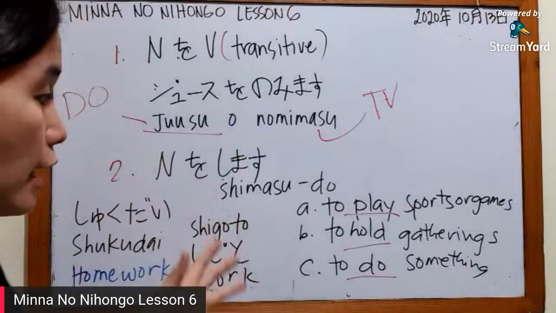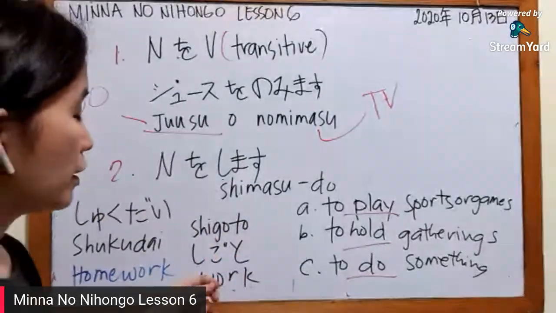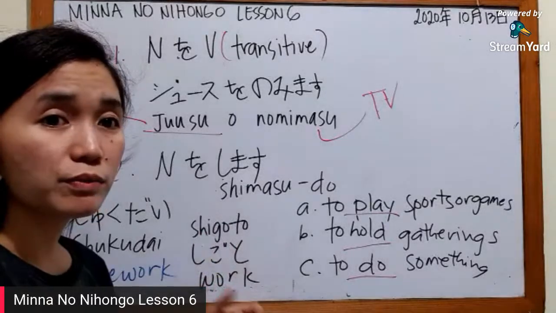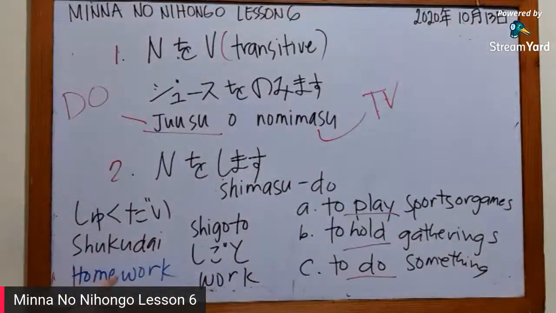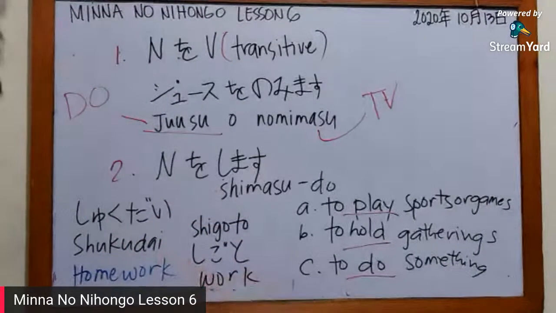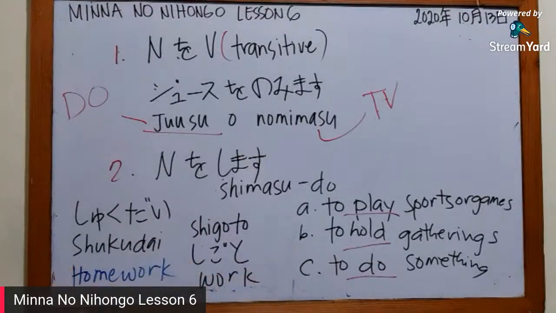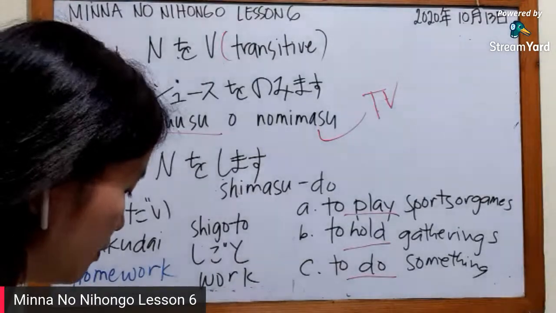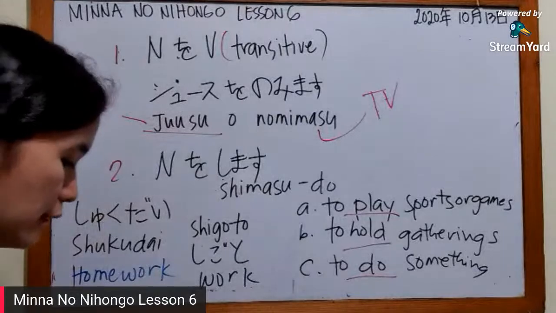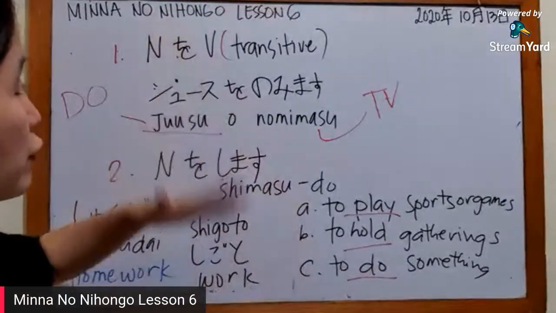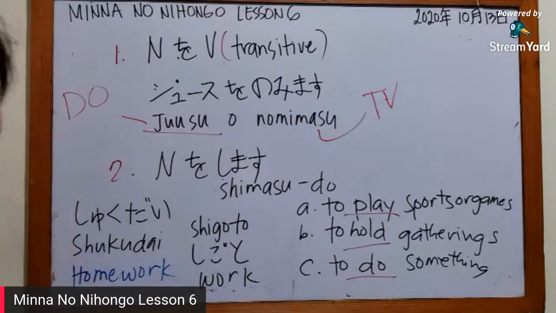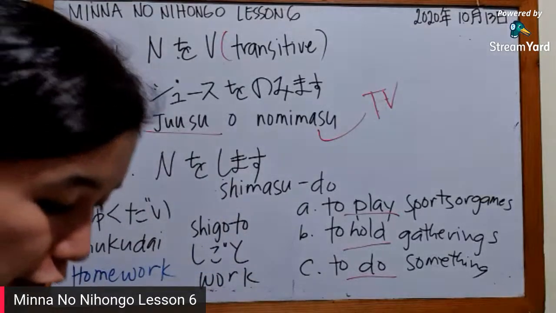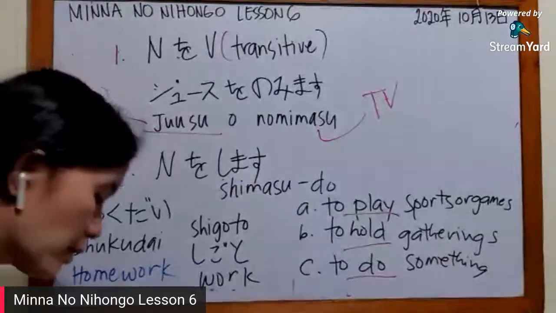Shigoto shimasu in Tagalog is nagtatrabaho ako. Simple lang. Shukudai o shimasu in Filipino is gagawa ako ng assignment. Okay, so do we have questions in our first and second grammar point? If you have, just type it there so I can see.